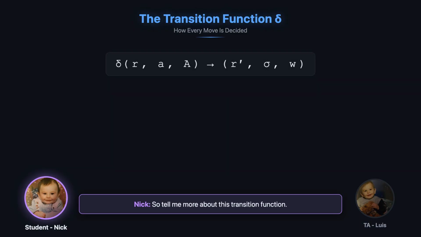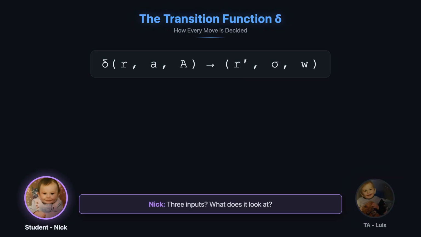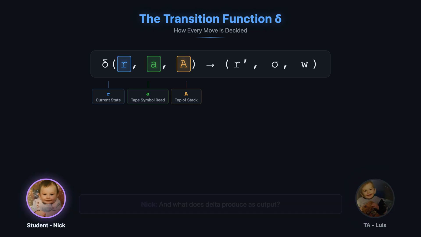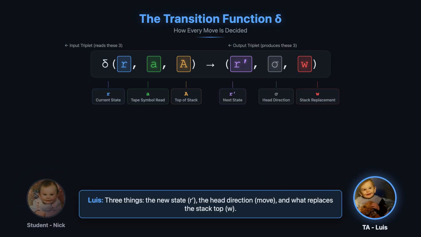So tell me more about this transition function. The transition function, we read 3 inputs to decide a move. 3 inputs, what does it look at? The current state, the tape symbol, and the top of the stack. And what does delta produce as output? 3 things, the new state, the head direction, and what replaces the stack top.